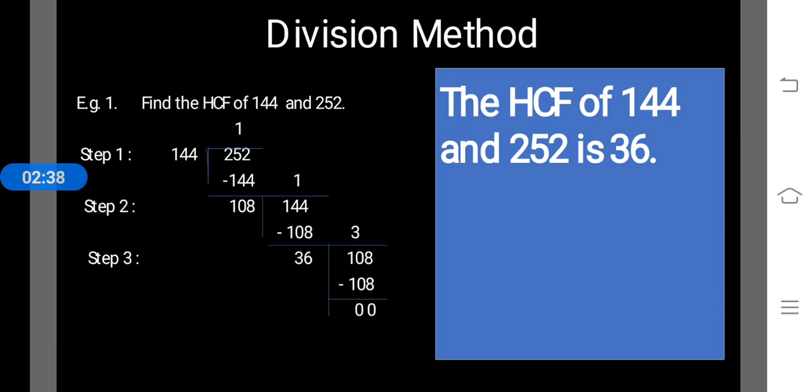The division method. The division method for finding the HCF. For example, find the HCF of 144 and 252. Step 1. Divide the bigger number by the smaller one. 252 is bigger, so it will be divided by 144.